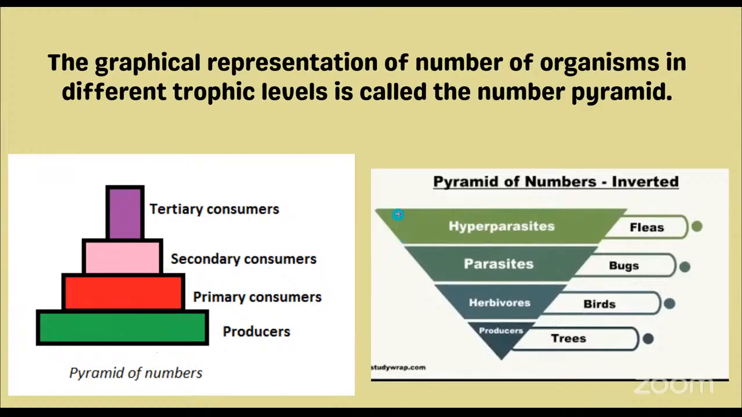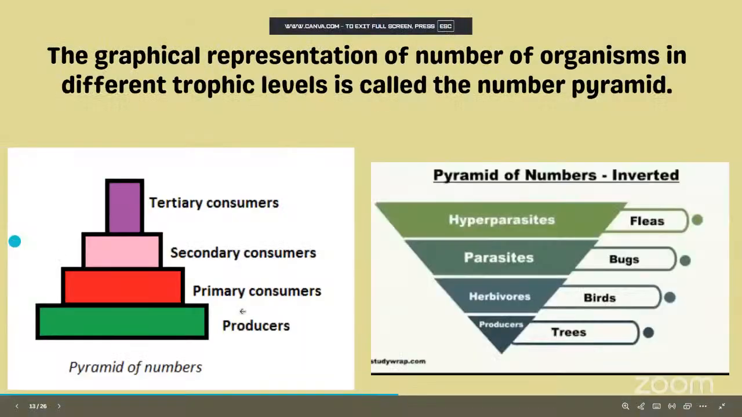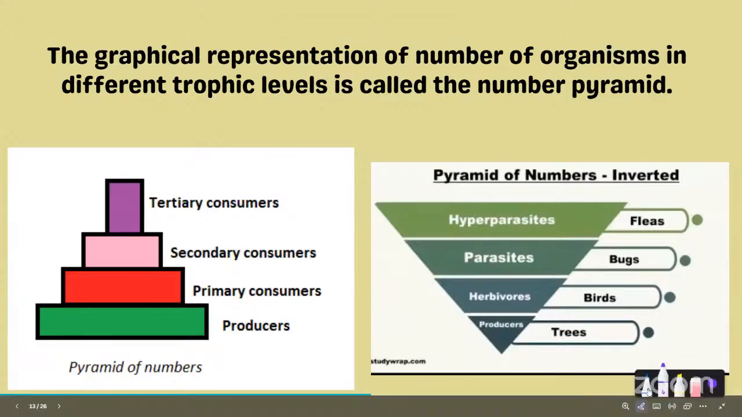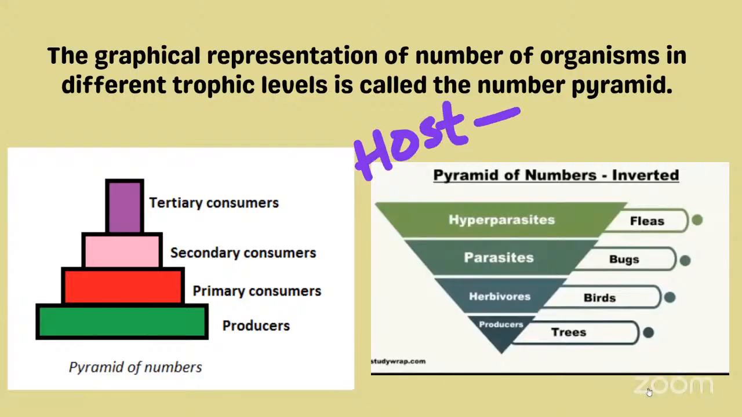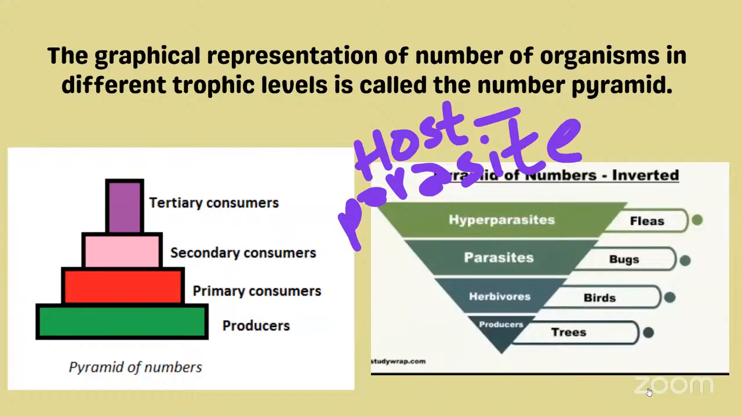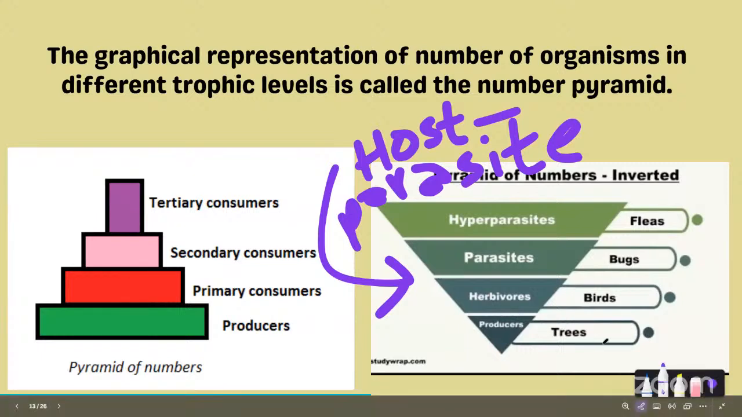Now take a look at this. The inverted pyramid is going to show you when there is a relationship between the host and the parasite. So mostly the host-parasite relationship is shown by this inversion. Oh my god, this is so big. It's fine. So when you have a host and parasite relationship, that pyramid is always going to be inverted. Therefore, the number pyramid can be both upright as well as inverted.